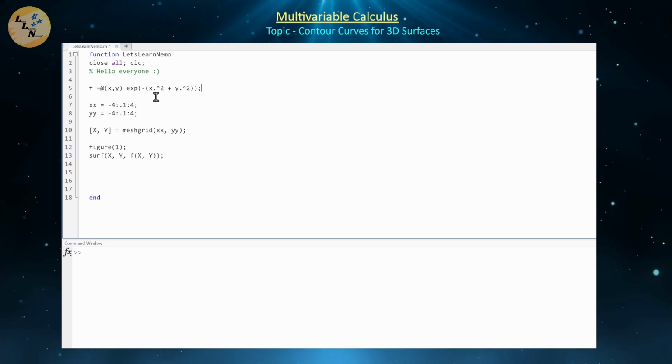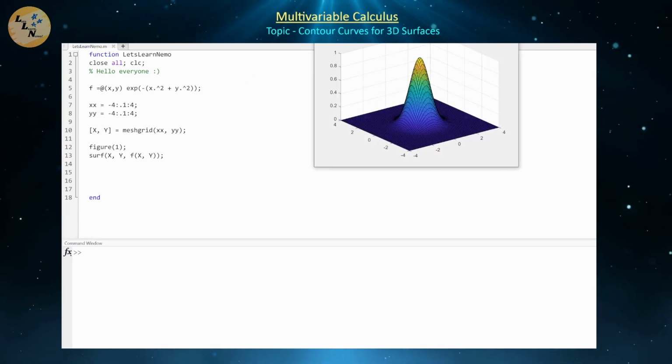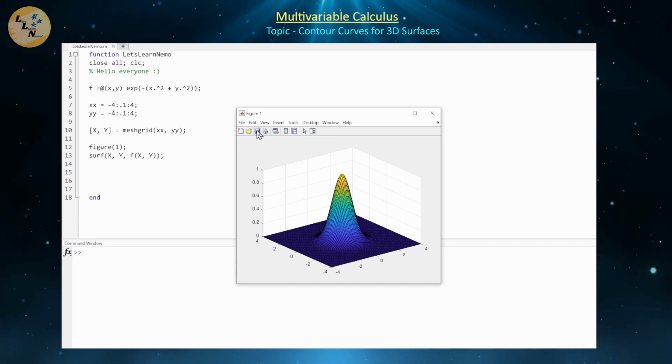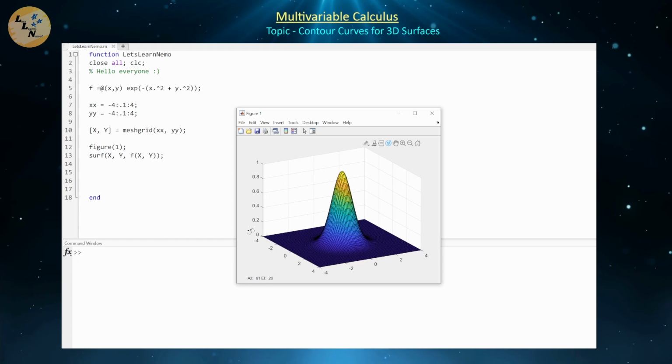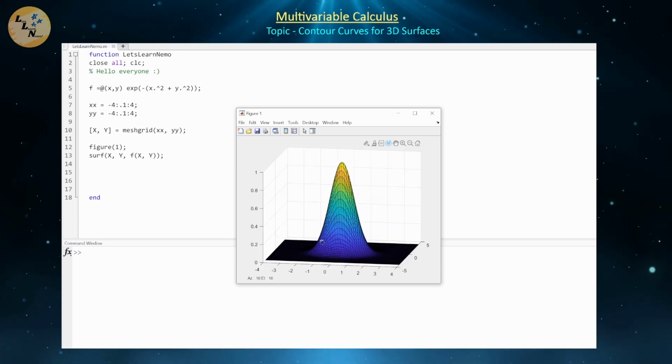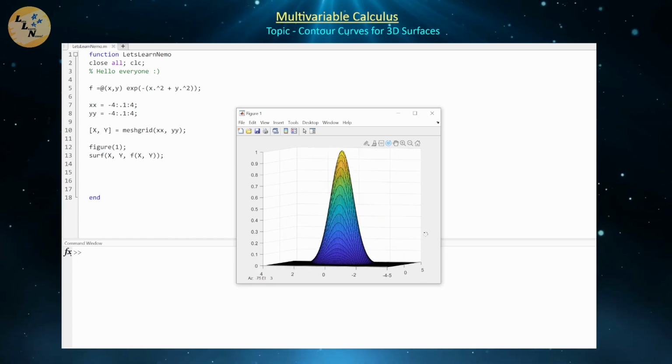So if that is our Gaussian surface we're interested in plotting, we just give that a run, and that is going to be our little bell-shaped curve, which is so much better than the sketch that I had before, right? That is our little mountain, which is a Gaussian surface in one direction and a Gaussian surface in the other direction.